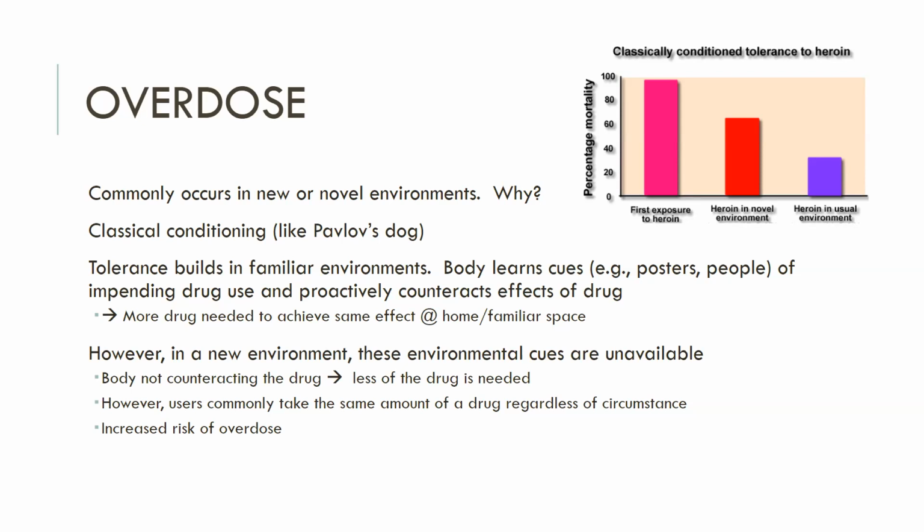And so ultimately, the reason that overdoses are more common in new settings has a lot to do with classical conditioning, the association of one stimulus with another and the body learning to counteract a drug in certain settings, but not in other settings. And so an amount of a drug that was safe in a familiar space is now unsafe in a new or novel situation. And again, this is a biological, physiological process that you'll see with other drugs as well, but I like to talk about it in the case of opioids just because of the relevance.